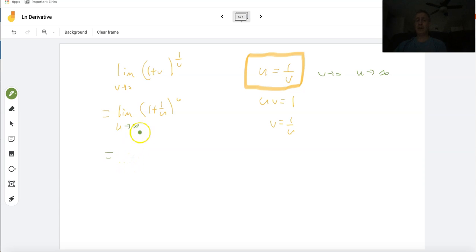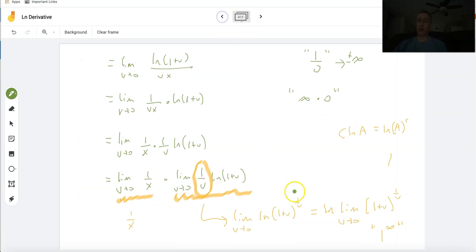But as I said from the get-go with that compound interest formula that you guys work with, I claim that this here is exactly what we had over there. That this expression, as u is approaching infinity, you learn from Algebra 2 that this approaches that very special number of e. And so that's the value of this limit here. And then now we can complete the evaluation of this whole limit right here.